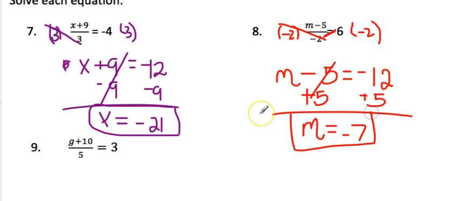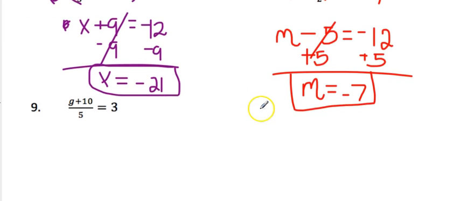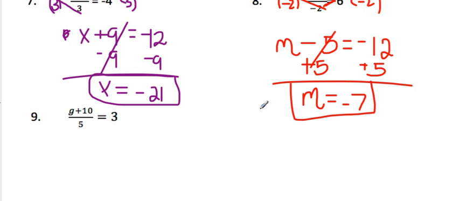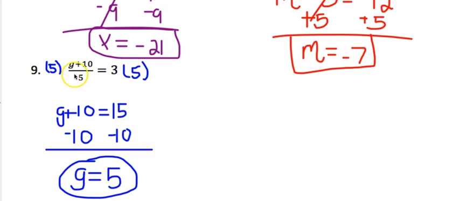Okay? All right, now why don't you try number 9 on your own? Press pause and we'll go over the answer. Number 9, you should have gotten 5. So again, first off, they were dividing by a 5, so I multiply by 5 on both sides. Again, cancel them out immediately, leaving you with g plus 10 equals a 15. Subtract 10 on both sides to get a 5.